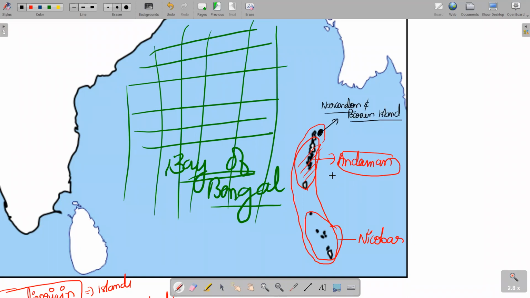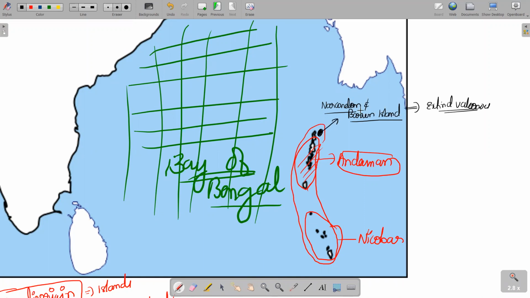Just now I have told you, Andaman and Nicobar Islands. The upper part is called Andaman and the lower part is called Nicobar. Narcondam and Barren Islands. What is special about these islands is that these islands consist of extinct volcanoes.